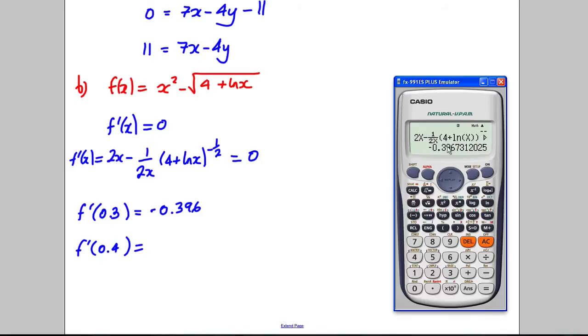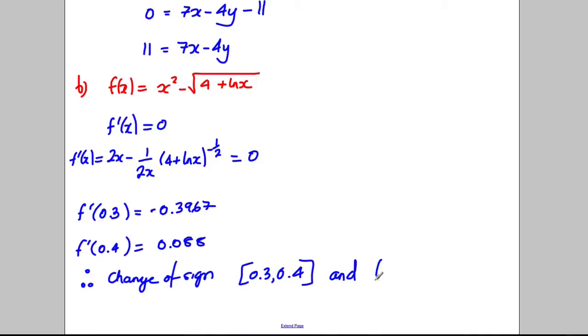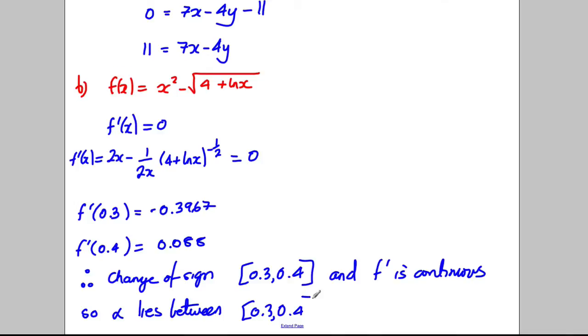And we're going to put in 0.4. Hopefully we've got a change of sign. We do, 0.088. And therefore, change of sign between 0.3 and 0.4, and f dash is continuous, so alpha lies between 0.3 and 0.4, as we've been required to show.